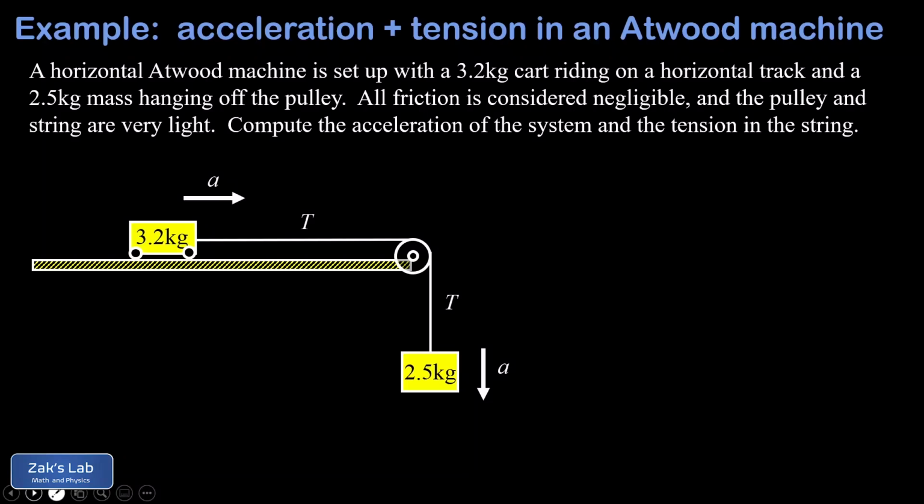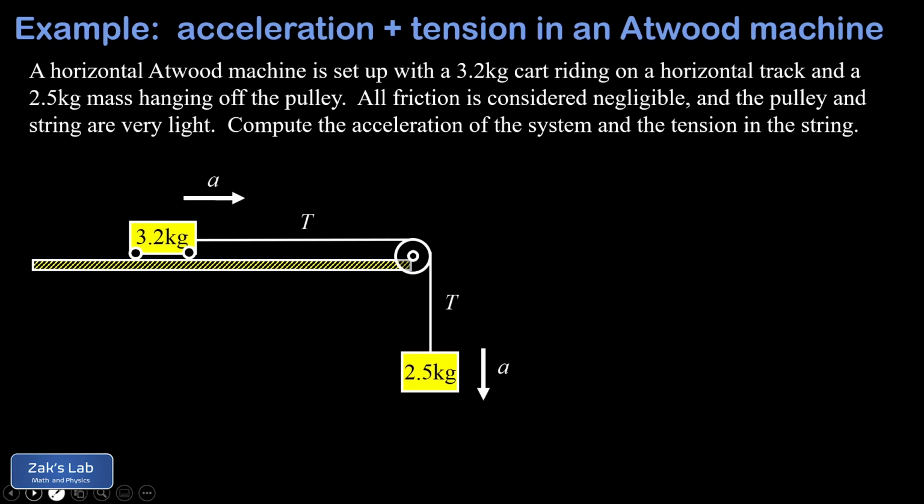In this problem, we're analyzing a horizontal Atwood machine. So we're given a cart with a mass of 3.2 kilograms on this level track. The cart is sitting on wheels with negligible friction, and that cart is tied by a string to a hanging mass of 2.5 kilograms. The string is draped over a pulley that we consider light and frictionless. And then the two things we're typically interested in for an Atwood machine, we want to solve for the acceleration of the system, so that's little a, and then the tension in the string, big T.